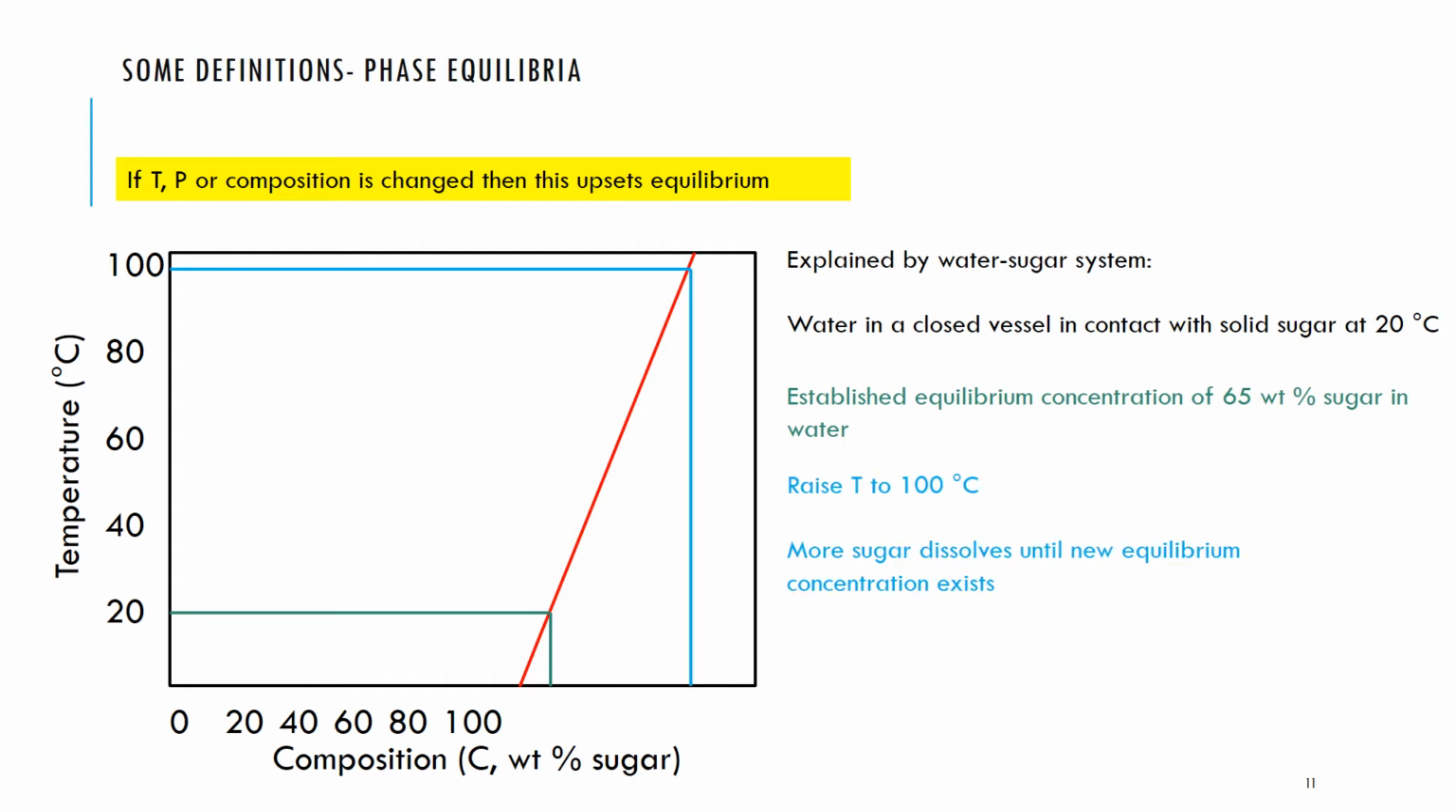If we were to raise the temperature of the system further to 100 degrees Celsius, then I can now get about 80% sugar and water. So I've upset the equilibrium, but the system has responded by changing the amount of sugar that is able to dissolve in water. That's the new free energy minimum for that system at a higher temperature.